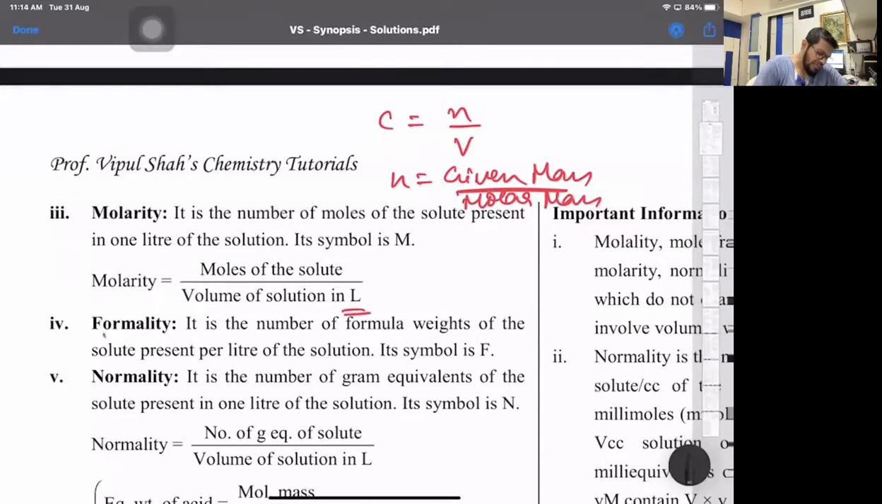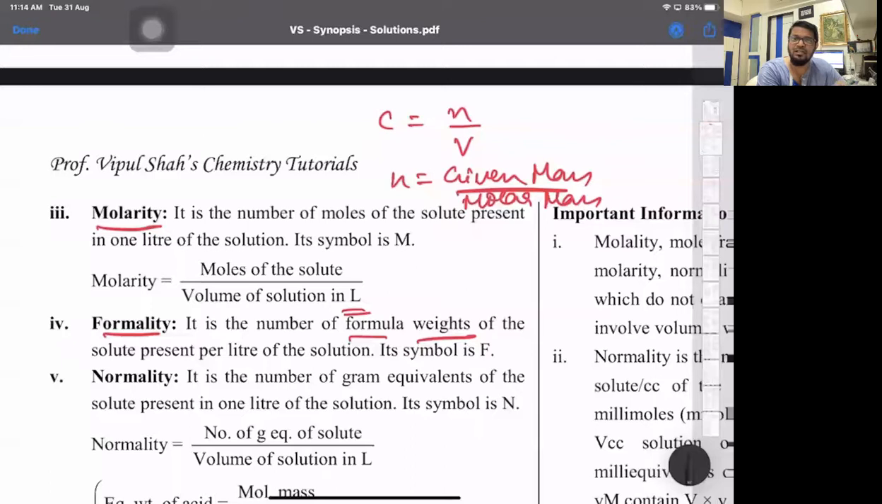The word formality, everyone, is mainly only for ionic compounds. Because ionic compounds, we have learned, they don't exist as molar masses. They sometimes exist as dimers or trimers. So if they exist as dimers or trimers, then we have to talk in terms of the formality part. That is the formula weight. Formality corresponds to formula weight. Like for example, aluminum chloride exists as a dimer. So the formula is not AlCl3, the formula weight is Al2Cl6. That's what we take. Okay.